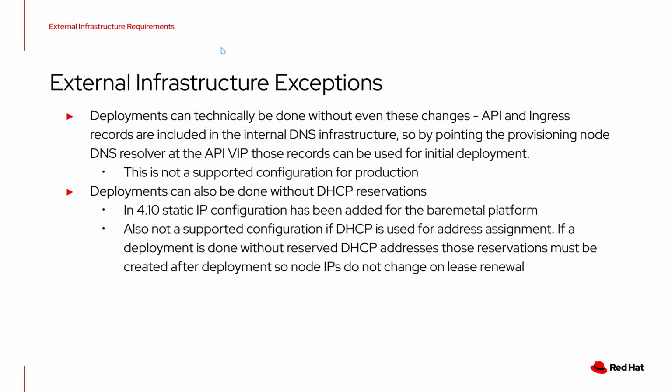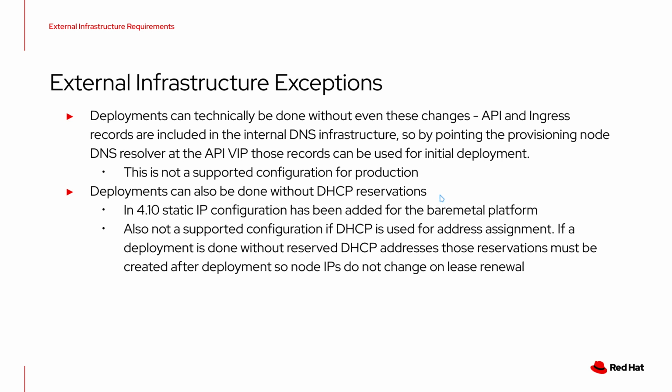So there are exceptions. We can actually do deployments without either one of those bullet points. You can deploy, as I mentioned earlier, without API and ingress records in your external DNS. You do that by pointing your provisioning node DNS resolver at the API VIP, and then that will use the internal core DNS server that is providing all of the internal DNS records to the cluster. You'll be able to take advantage of that as well. Again, this is not supported for production. It's just to do proof of concept deployments and maybe to get a cluster stood up before you're able to get the DNS changes made in your external infrastructure.